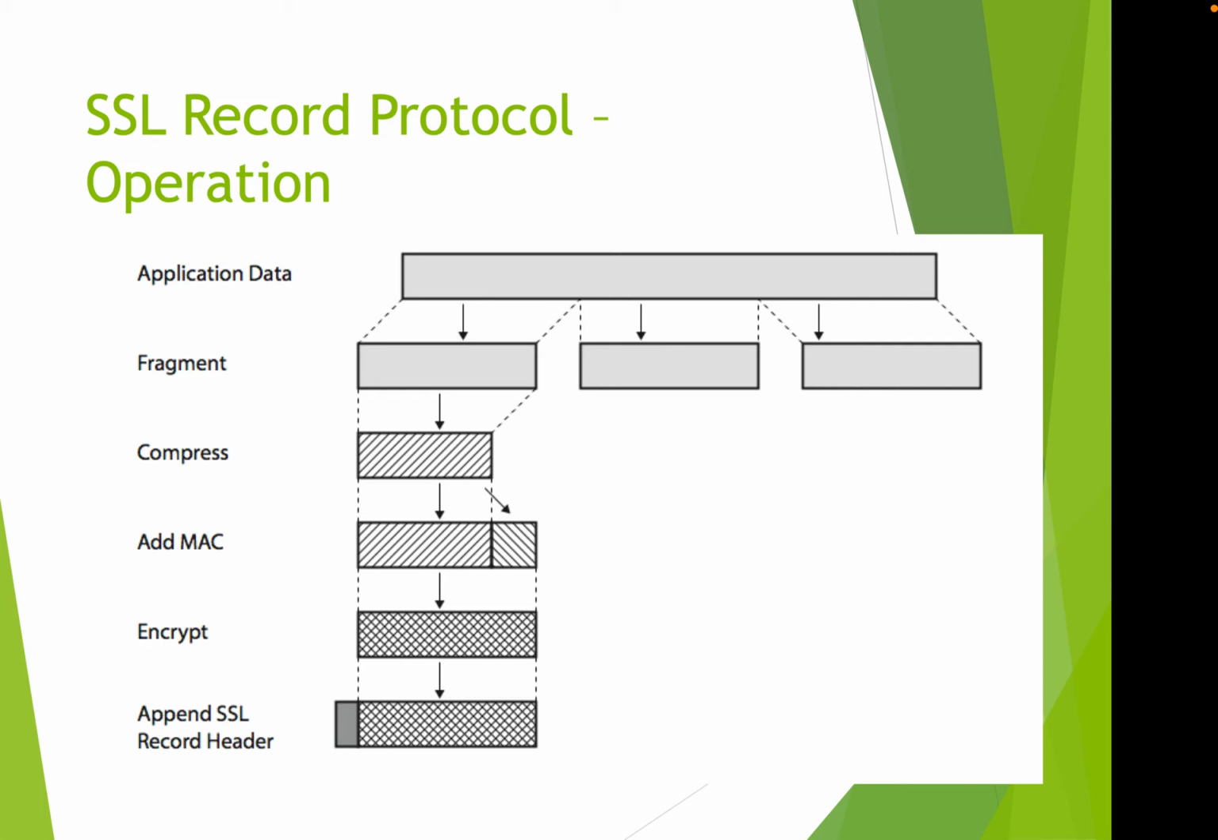The record protocol operation looks like this. Let's take a look at the diagram. The application data is like that. They fragment the application data into pieces, packets, and then you have the option to compress or not. Then you add the MAC at the end. Then you encrypt, and then they append the SSL record header in front of that.